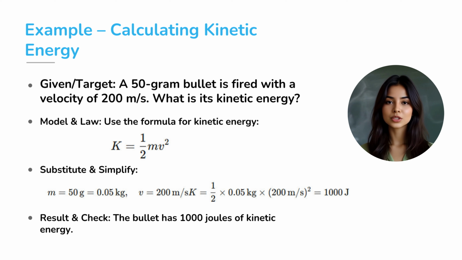Now, let's substitute the values into the formula. Kinetic energy equals 1/2 times 0.05 kilograms times 200 meters per second squared. Simplifying this, we get kinetic energy equals 0.025 times 40,000, which equals 1,000 joules. So, the kinetic energy of the bullet is 1,000 joules. That's quite a bit of energy packed into a small object, and it's a good reminder of just how much energy is stored in motion.